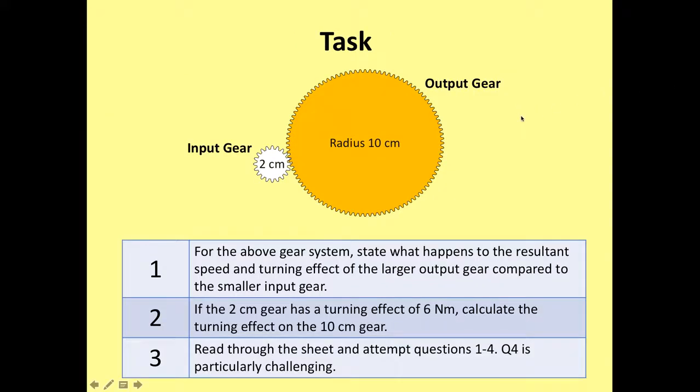Here we have three tasks again. The third one is to do with the questions that I had set separately. So for the above gear system, state what happens to the resultant speed and turning effect of the larger output gear compared to the smaller one. If the 2 centimeter gear has a turning effect of 6 Newton meters, calculate the turning effect on the 10 centimeter gear. And then those 4 questions that I have set separately. So do those now, maybe 3-4 minutes, and then having paused the video to do that, restart the video, and the answers come up afterwards.